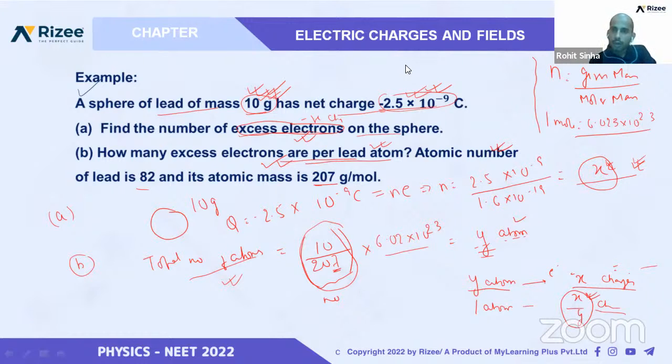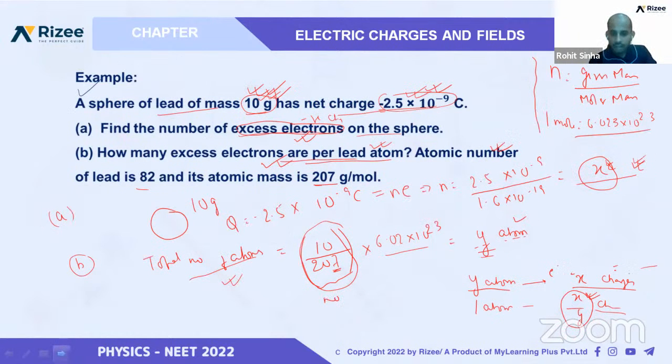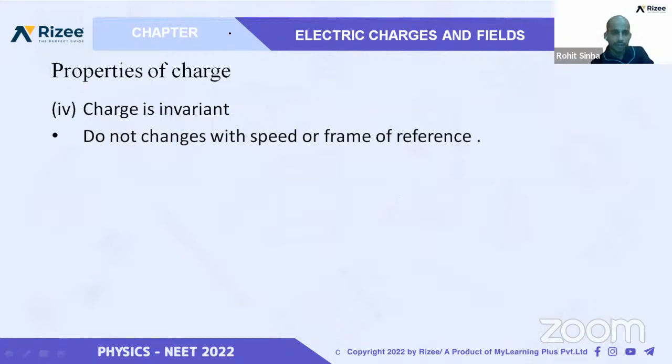So now let us move further and see our next question. What are we having now? Now let us move further. Now the next properties we are having. This we have solved. Next properties we are having here.